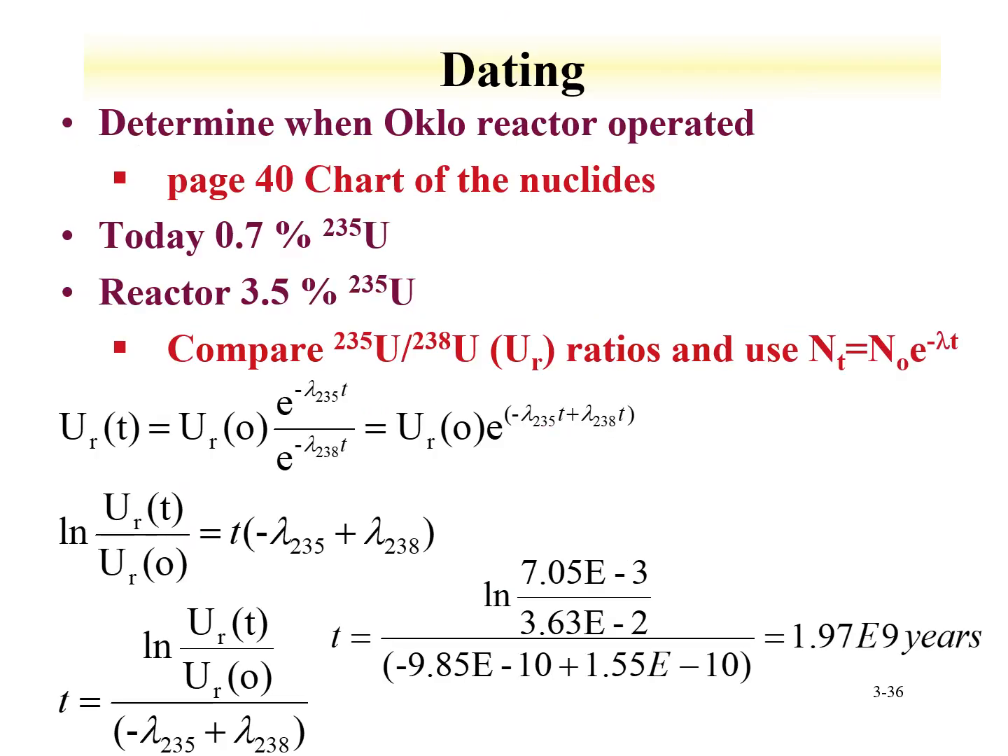These dating equations can also be varied to evaluate some conditions to understand the age of certain objects. So for instance, we can use an example such as the Oklo reactor. This is provided on page 40 on the chart of the nuclides, some discussion of the Oklo reactor, and you can look it up online.